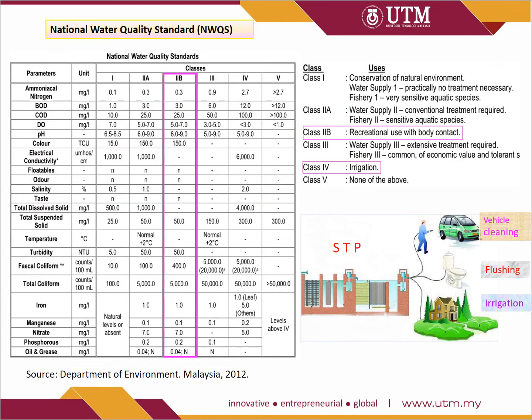Another standard is known as the National Water Quality Standard. Usually we are concerned about class 2B, especially at the industrial or residential scale, because it can be used for recreational use with body contact, for example for vehicle cleaning and flushing, with the possibility of body contact. It has to be class 2B. But for irrigation, class 4 would be enough. The higher the value, the less stringent the requirement. Okay.